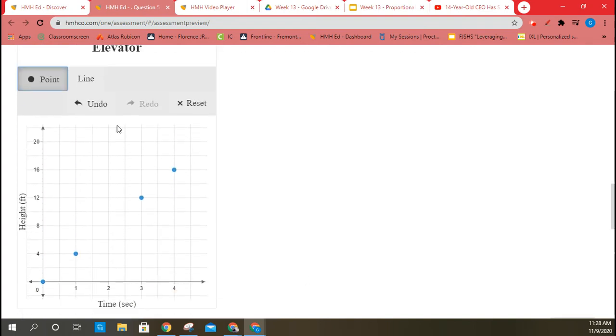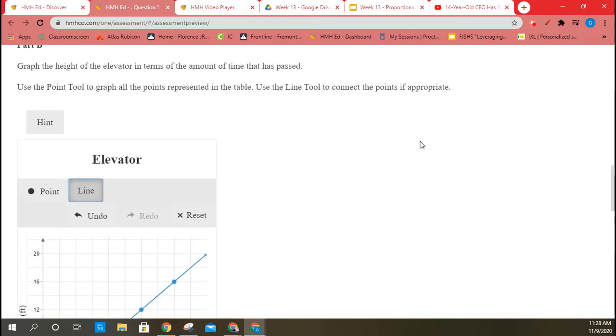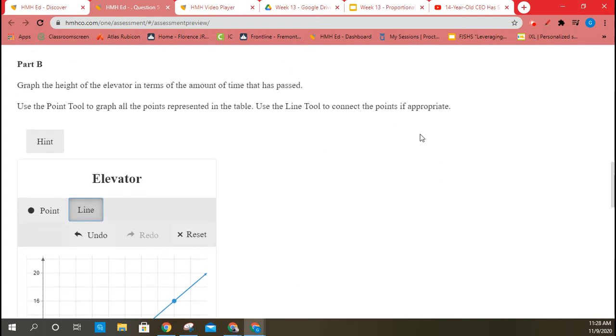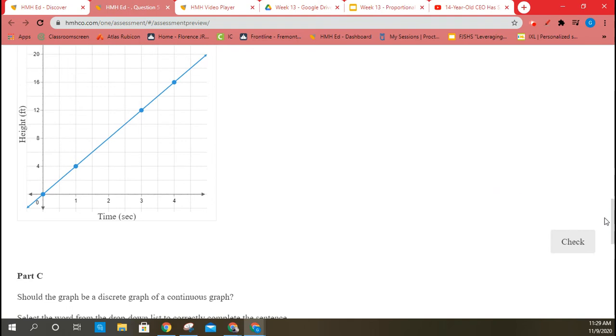All right, and I'm not sure if they want us to draw a line here or not. I think it just said plot the points, but let's see what it actually said. Graph the height, and yeah, I don't think we needed it. Oh, yes, use the line tool, connect the points if appropriate. So we see that we did graph a continuous line here, and our slope looks like 4 over 1. Every time it goes over 1 minute, the elevator is going up 4 feet, I believe. And let's check that out.